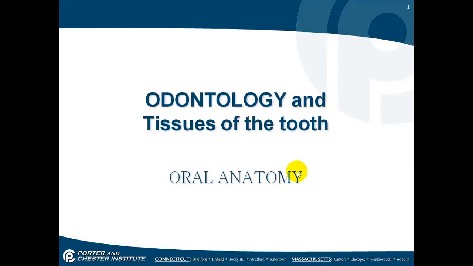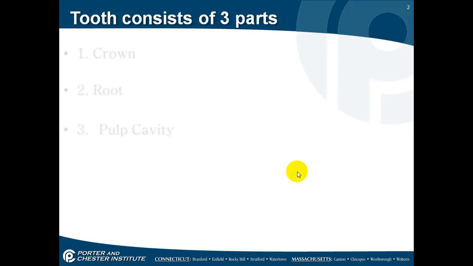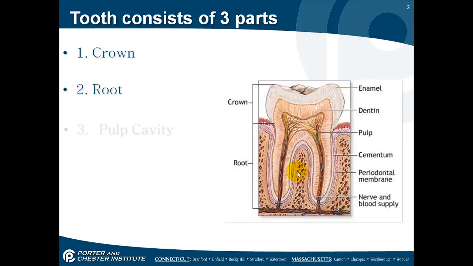Hi, welcome to Odontology and Tissues of the Tooth. The tooth consists of three parts: the crown, the root, and the pulp cavity. We're going to talk about each section.